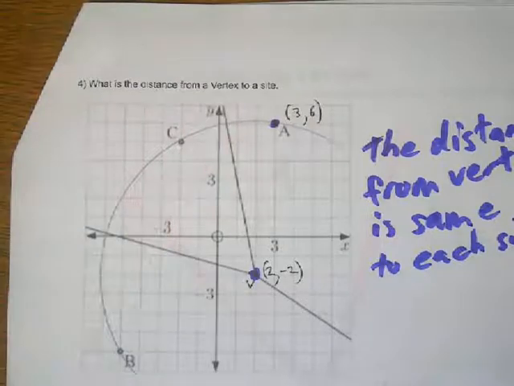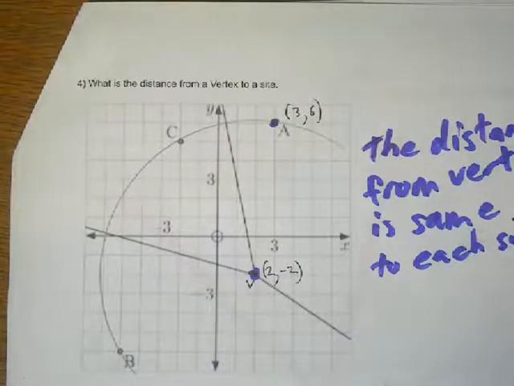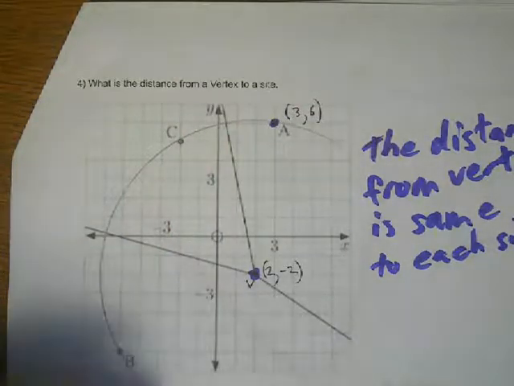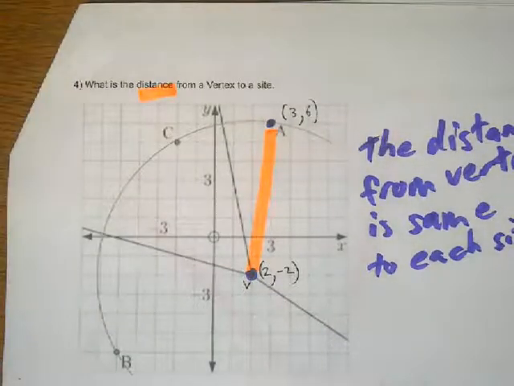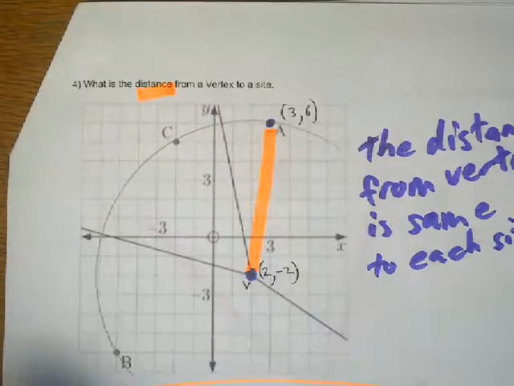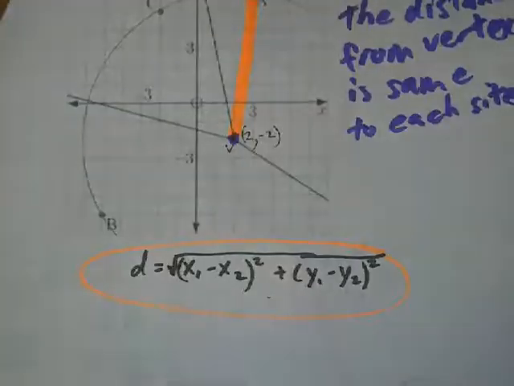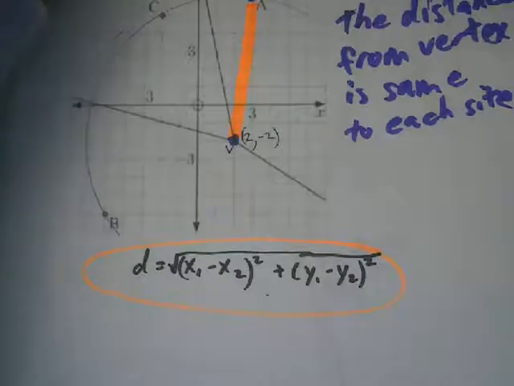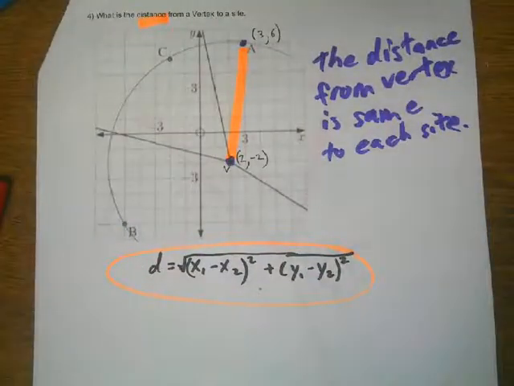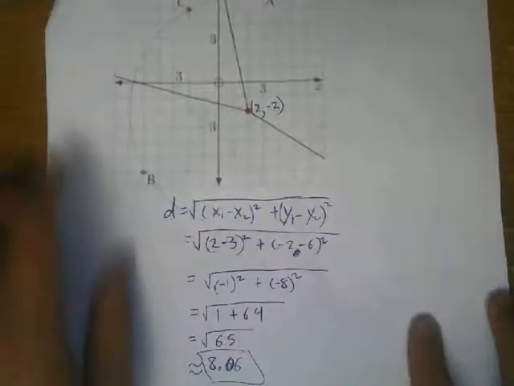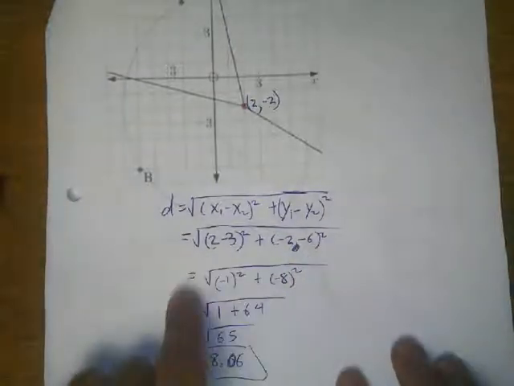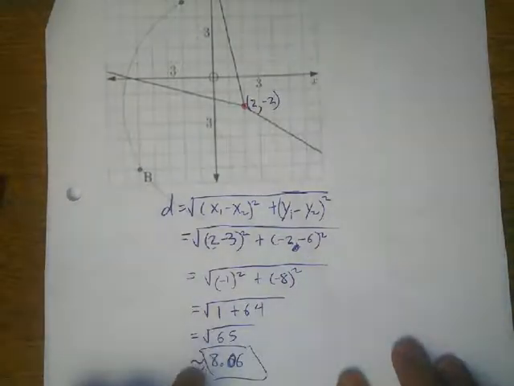So if the distance from the vertex is the same to each site, then I want to find this distance. To find it, I'm going to use the distance formula, and this is in your formula packet. You plug it in, and by using those points, I end up with a distance of 8.06.